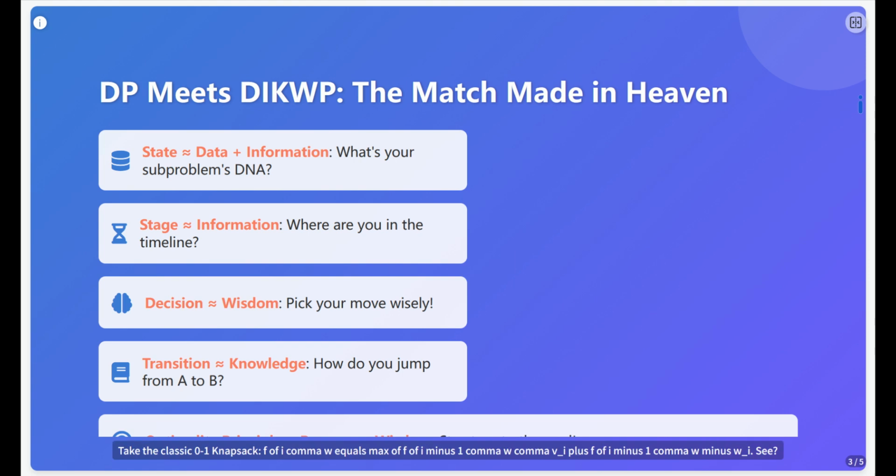Take the classic 0-1 knapsack. F(i, w) = max(F(i-1, w), v_i + F(i-1, w - w_i)). See? The max function isn't just math. It's wisdom evaluating options based on the purpose of maximizing value. Suddenly, those abstract steps have a clear meaning.